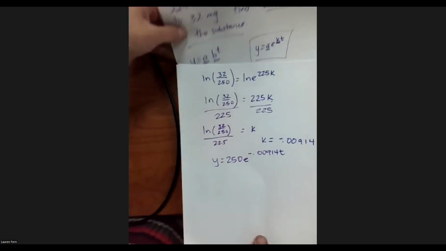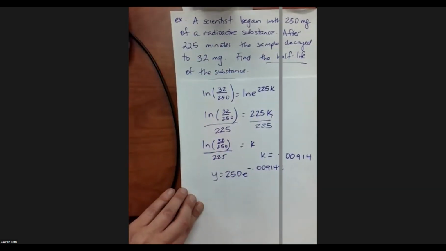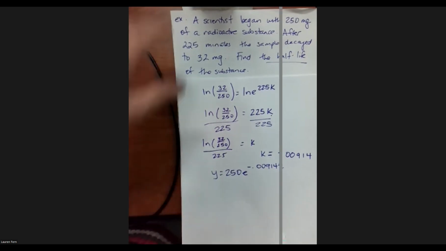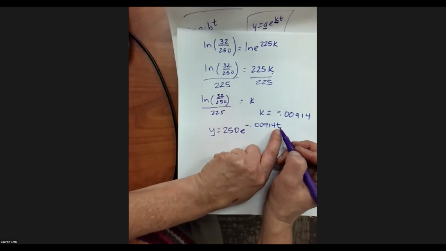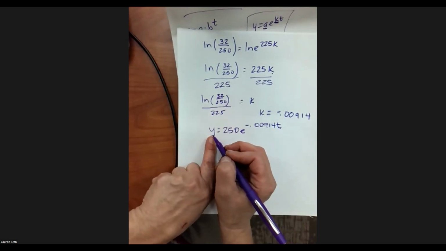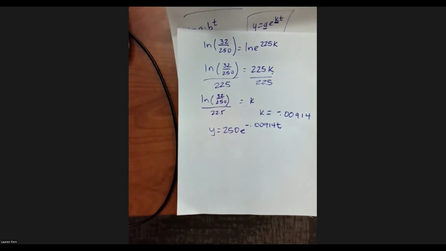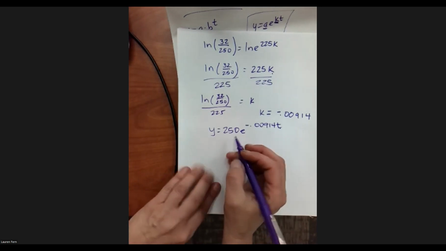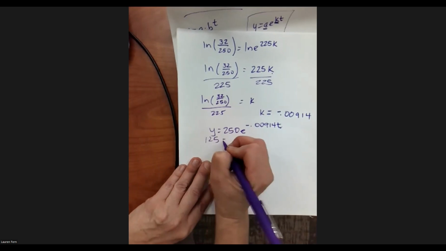Now, what was it we wanted to do here? Oh yeah, we wanted to find the half-life. Well, what does it mean to find the half-life? We want to find the time, t, when we have half of our initial amount. What is half of my initial amount? Well, what's 1/2 of 250? 125.